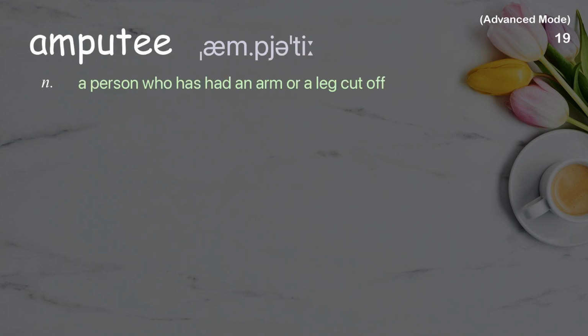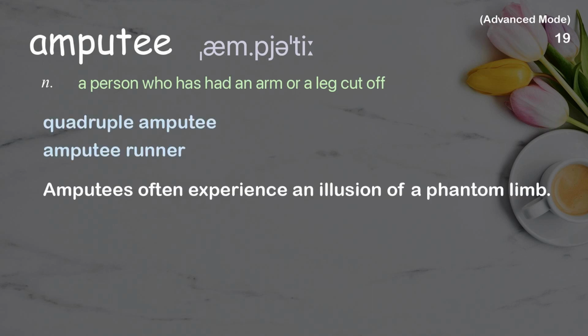Amputee. A person who has had an arm or a leg cut off. Examples: Quadruple amputee. Amputee runner. Amputees often experience an illusion of a phantom limb.